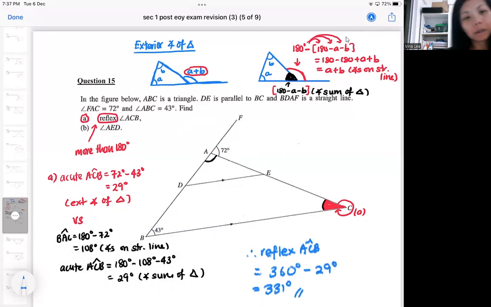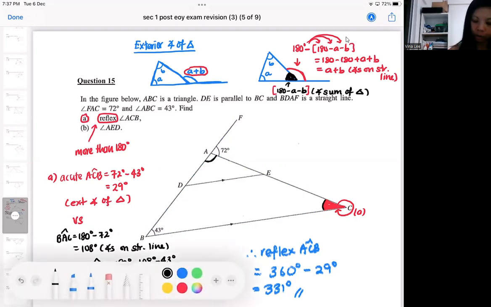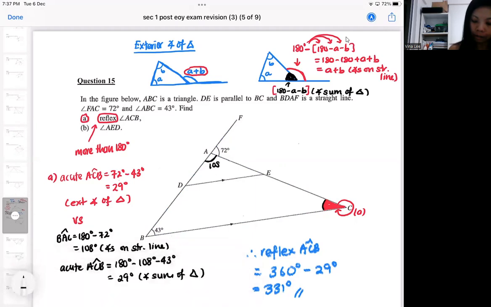So how are you going to find your ACB? There are two ways. You can find it by the exterior angle of triangle, or you can find it through angle on the straight line and angle sum of triangle. So I will say the exterior angle of triangle is quite useful if you can have the idea. It actually cuts short a lot of steps. Then following up, it will be quite easy to find AED. AED is this.